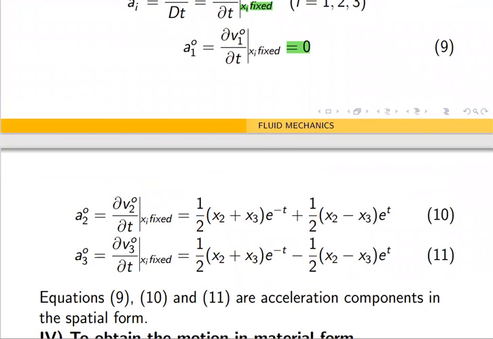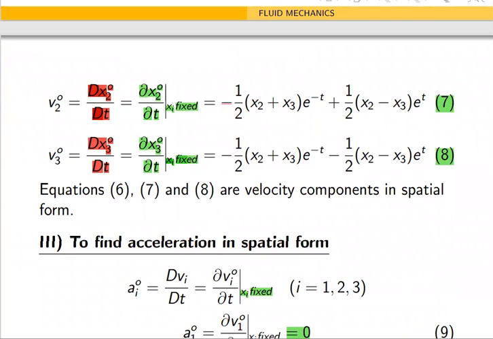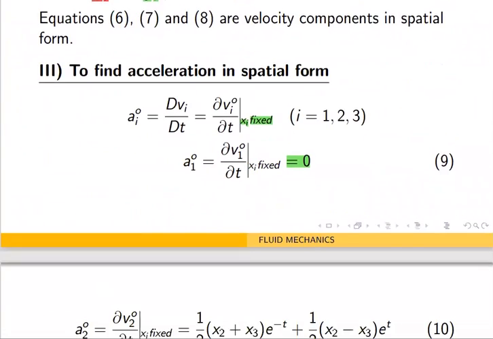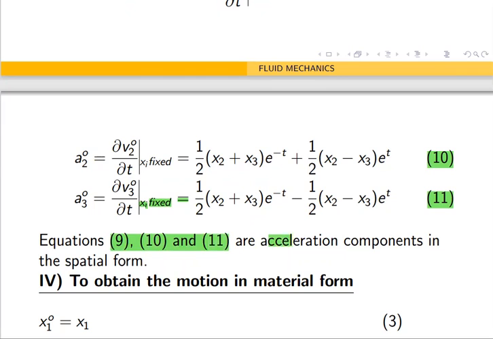Similarly, a2 naught. What is a2 naught? Take v2 naught, that is equation 7. Right? Xi is x2, x3, and x2 minus x3 is constant. The only thing is we have to differentiate with respect to t. So differentiate with respect to t. This is our a2 naught. And similarly take v3 and differentiate with respect to t with xi fixed, and that is nothing but equation 11. So equations 9, 10, 11 are acceleration in the spatial form. So we finished velocity and acceleration in spatial form.